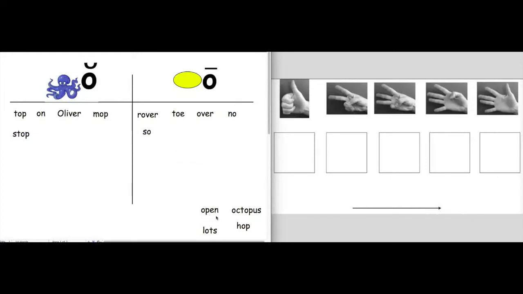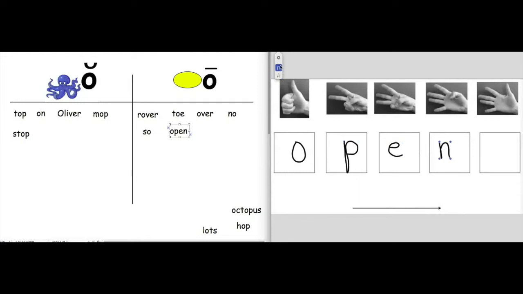Open. This is interesting. Oh, you said it. Open starts with a long O. You're right, it goes over here. Open. Very good job. Let's move on.